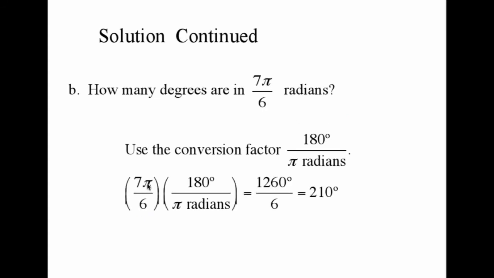Now converting radians to degrees, we're going to use our conversion factor, 180 degrees over pi radians. Again, here's the setup with the conversion factor. We have radians and pi in the numerator here and in the denominator of our conversion factor, so when we multiply, those units are going to cancel. So we have 7 times 180 over 6, which is 1,260 divided by 6, which is 210 degrees. So a 7 pi over 6 radian angle is equivalent to a 210 degree angle.